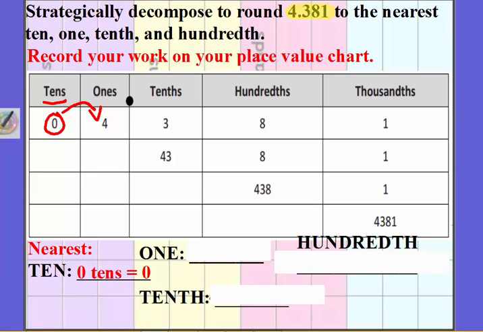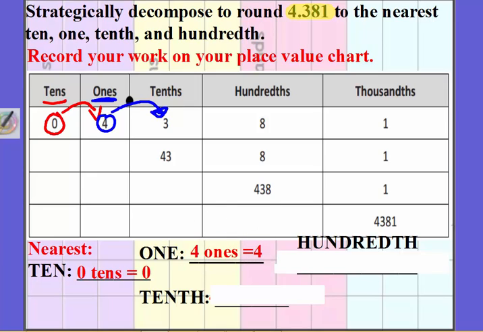My next one, ones. I'm going to start in my ones, and I look to the next place value over. 3. 3 is less than 5, so I'm going to round down. So I just have 4 ones.